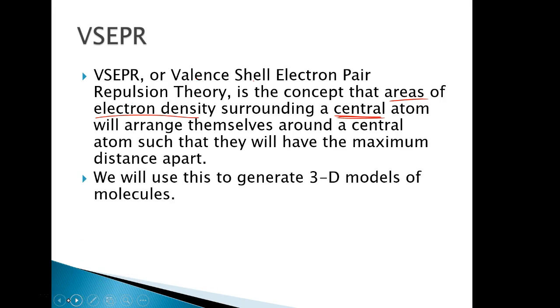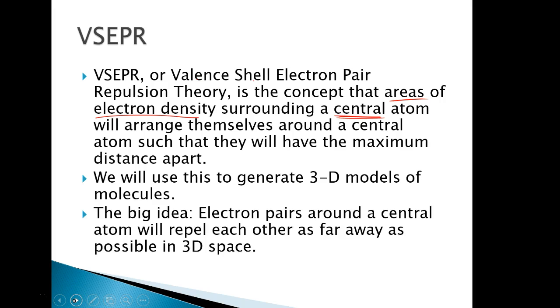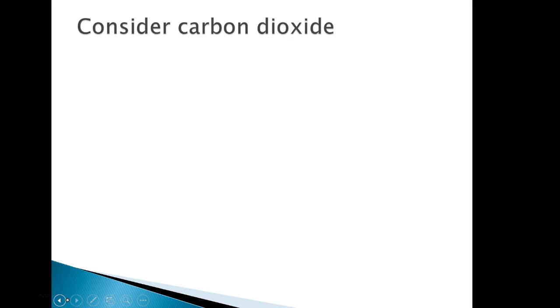So we're going to try and generate 3D models of molecules. We'll bring in the 3D television and we'll show you guys what it looks like in 3D so you can kind of visualize it, because even we can't draw it very well. So the big idea, put a little star next to this, is that the electron pairs around the central atom are going to push each other as far away as possible in 3D space. We are going to attempt to draw that.